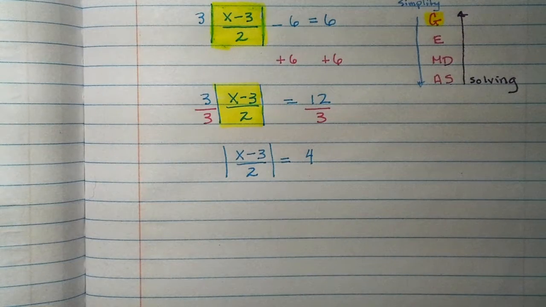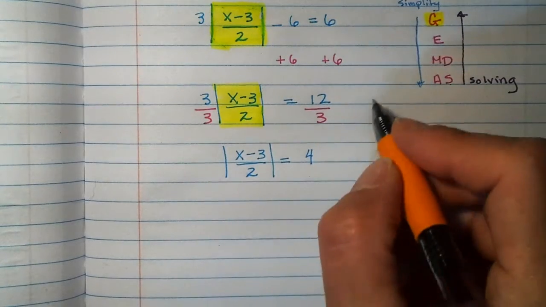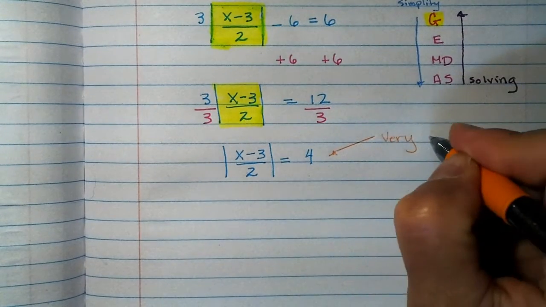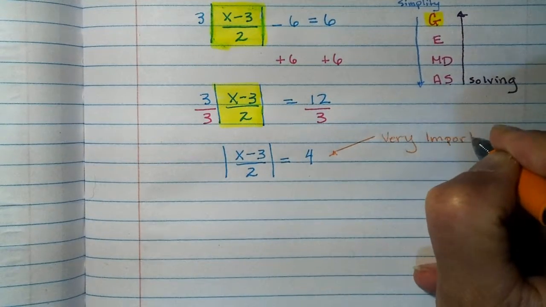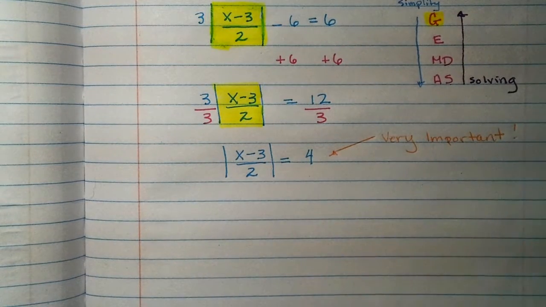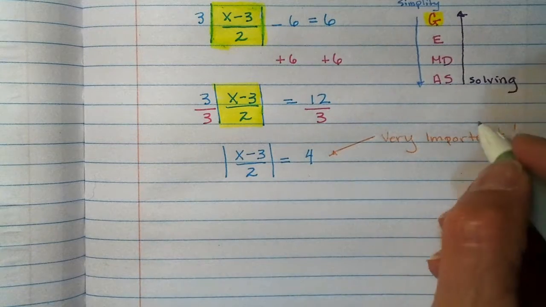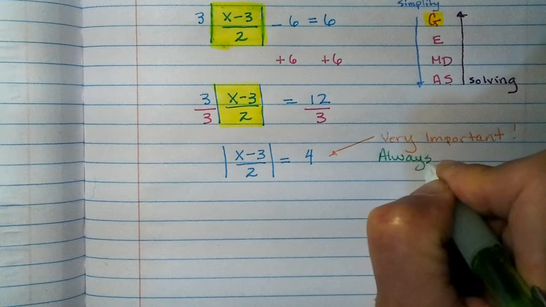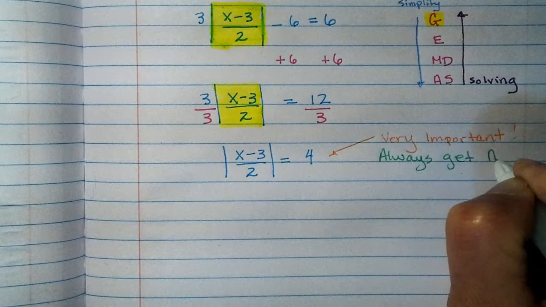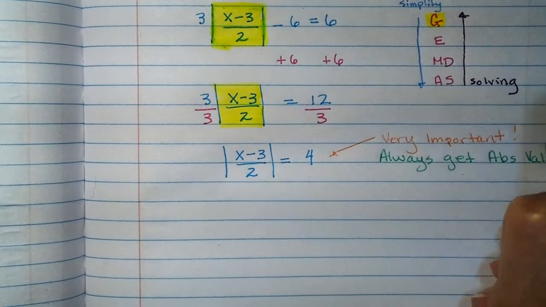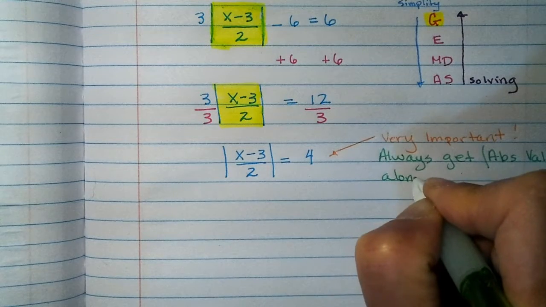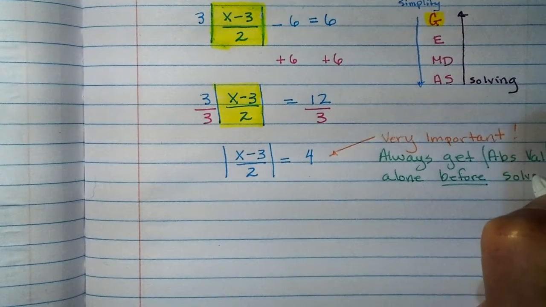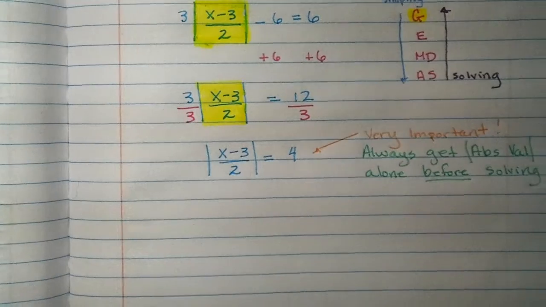Okay, this is a very important part right here, so I want you to take note of that. I'm going to use a different color pen, because that pen's not running too well. Very important, you have to always get the absolute value alone before solving. That's the big first step.